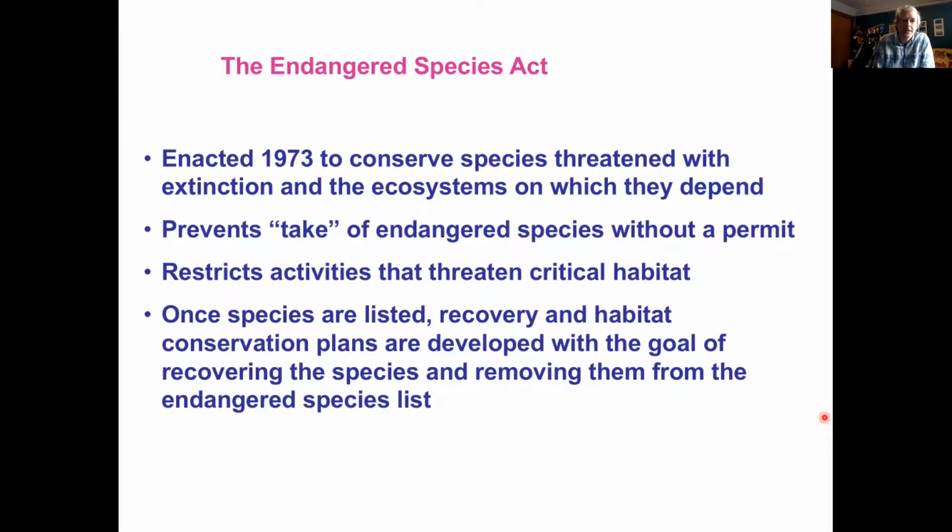And the Endangered Species Act prevents take of endangered species without a permit. It restricts activities that threaten critical habitat. And once species are listed, the recovery and habitat conservation plans are developed with the goal of recovering the species and removing them from the endangered species list. I'm actually involved with one of these recovery plans right now for a species called the Utah prairie dog, and I'm one of the people that is identifying areas where recovery can take place to try and boost the populations.